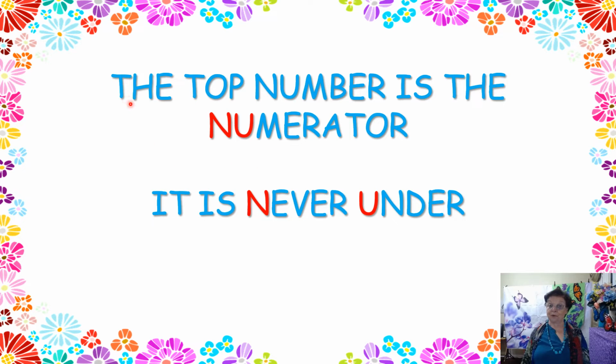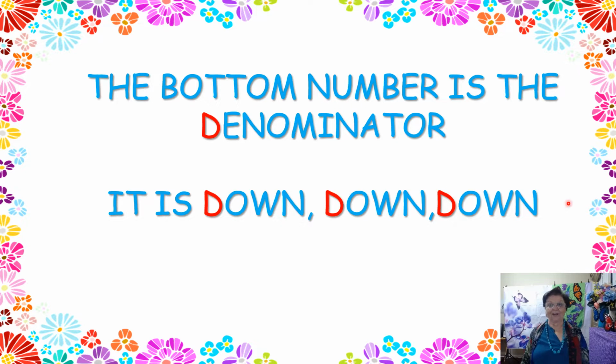So we need to remember when we're talking about fractions that the top number of a fraction is the numerator. Numerator starts with NU for never under. The top number is the numerator. It is never under. The bottom number of a fraction is the denominator. It is down, down, down.